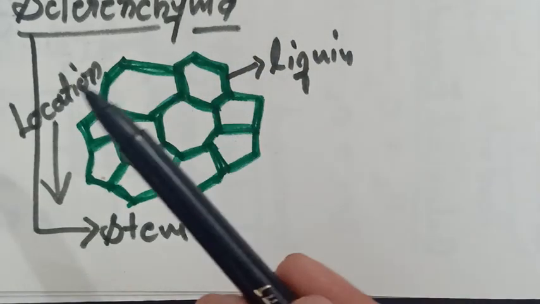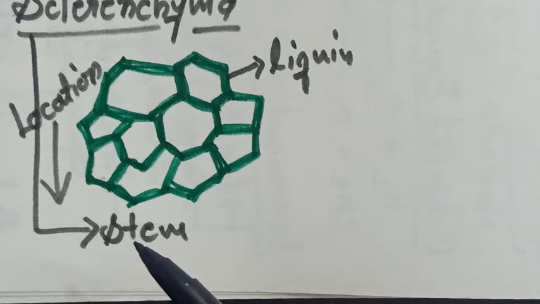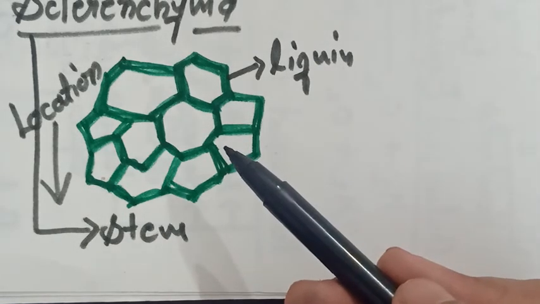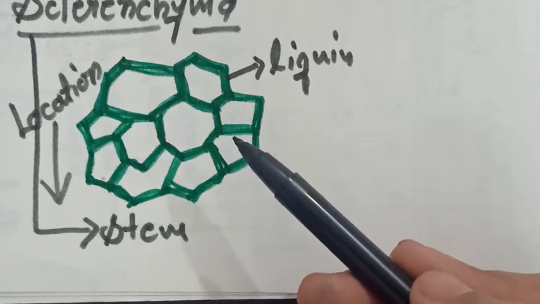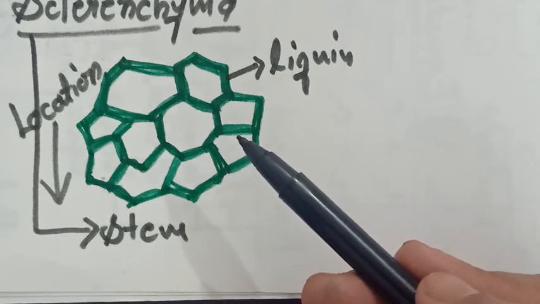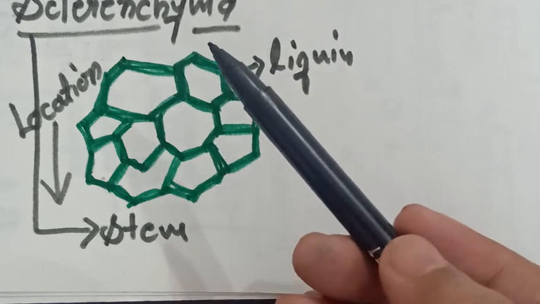Basically they are located in the stem region. Ropes and mats that we commonly use in our daily life are obtained from sclerenchyma cells.